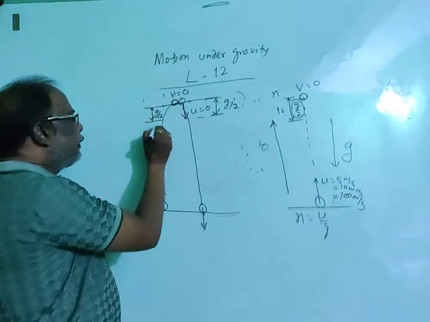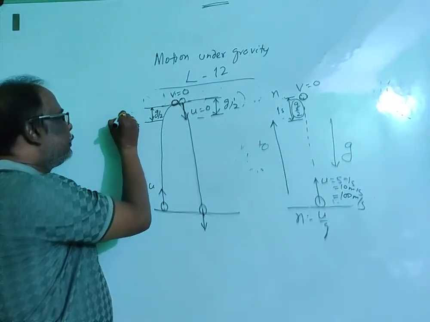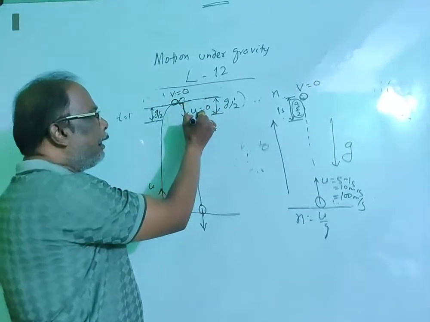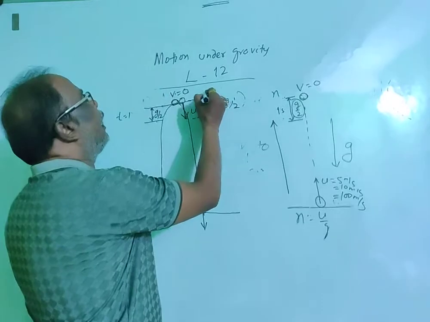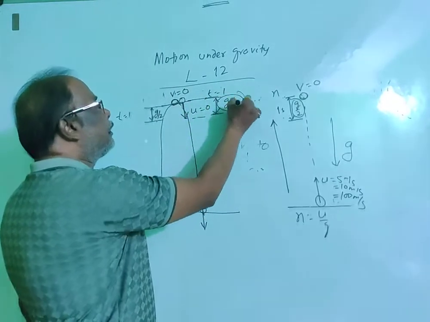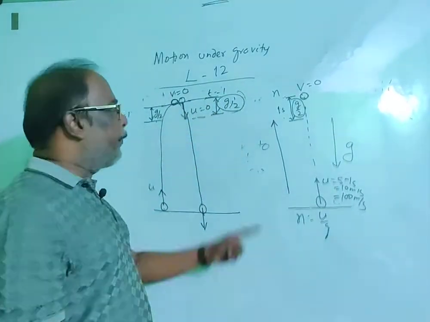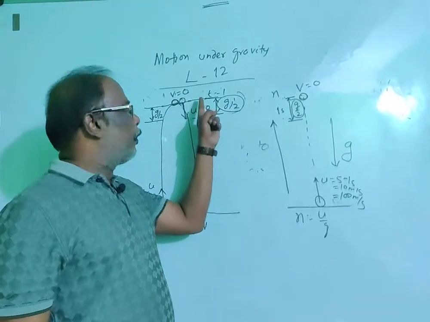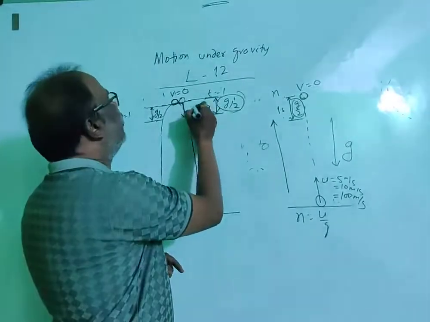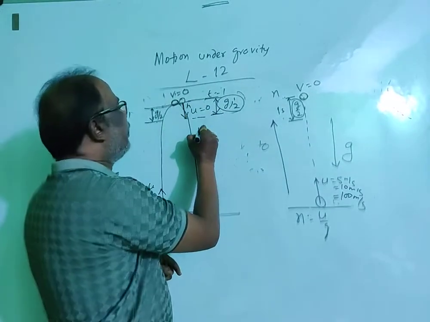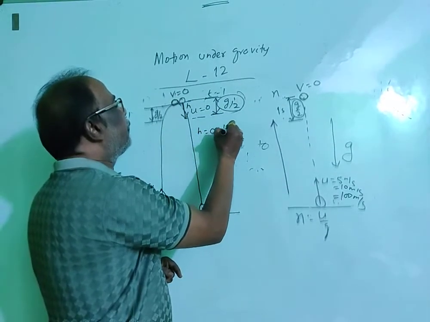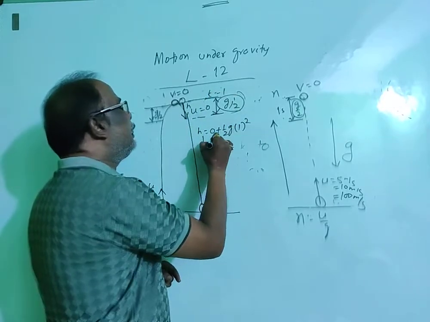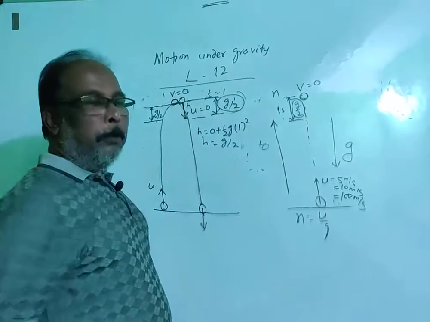In the last 1 second during the time of ascent, the distance is g by 2, and while descending, in the last 1 second again the distance is g by 2. If you consider the body is descending, means the body is moving down, then let's take it h. h is equal to ut plus half gt square. Here time is 1, so t square is 1. Again h is equal to g by 2.